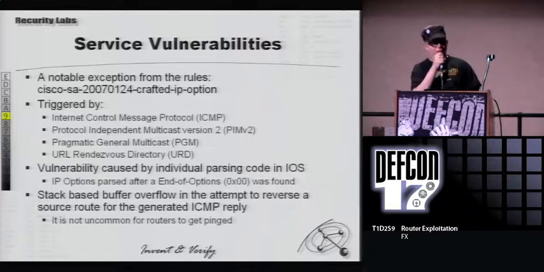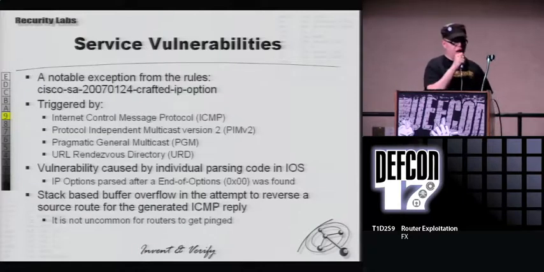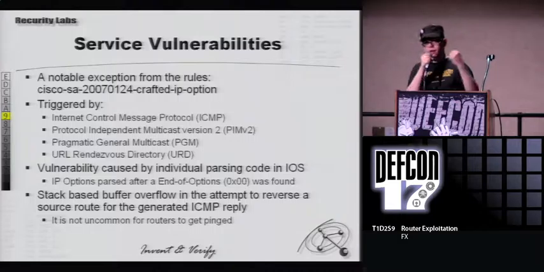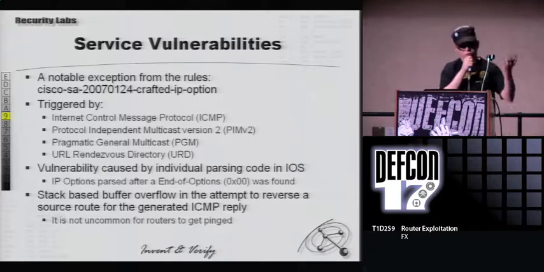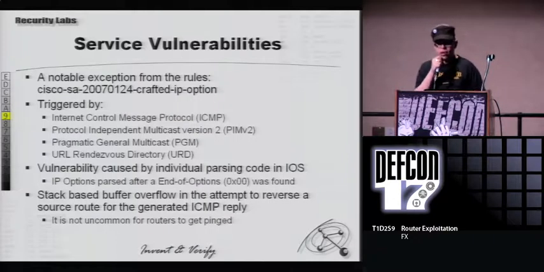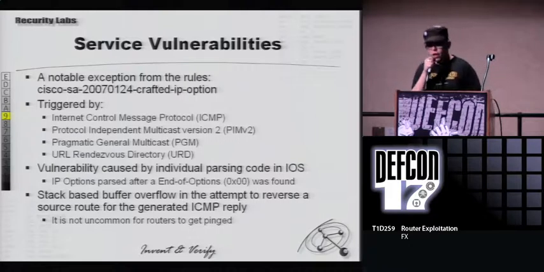There is a notable exception, which is my favorite research bug. I haven't actually found it myself. So there is this vulnerability in iOS with IPv4 option parsing, and it's only hitting in 4 different protocols. Things like the URL rendezvous directory, whatever, I've never heard of that, or some multicasting routing, and a rarely used protocol, ICMP, known as ping.